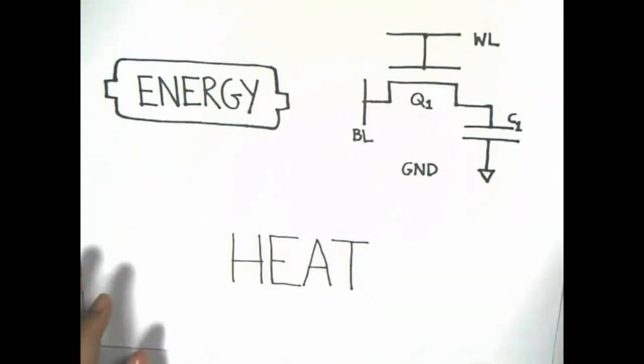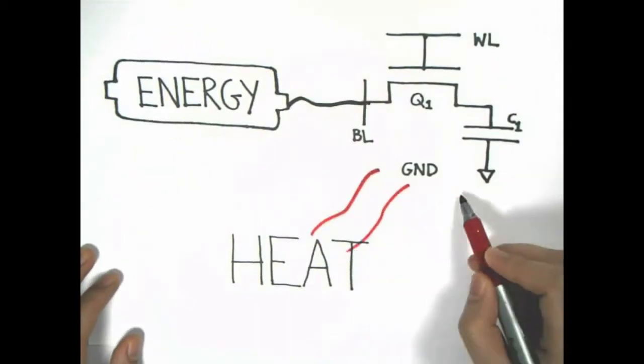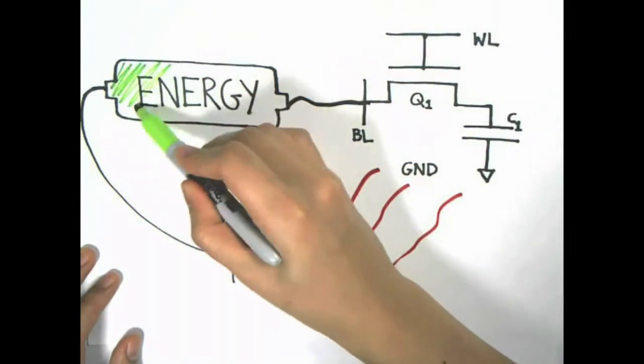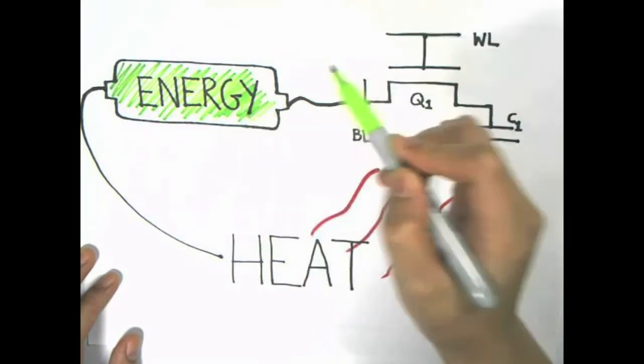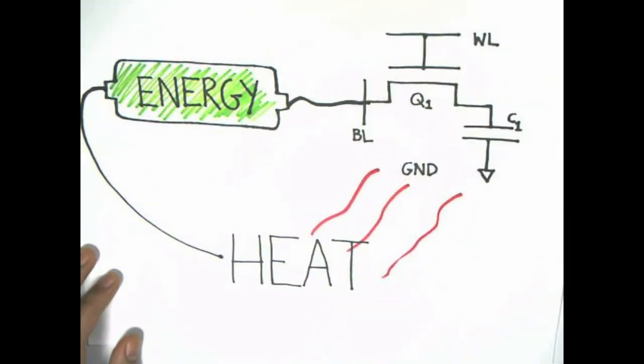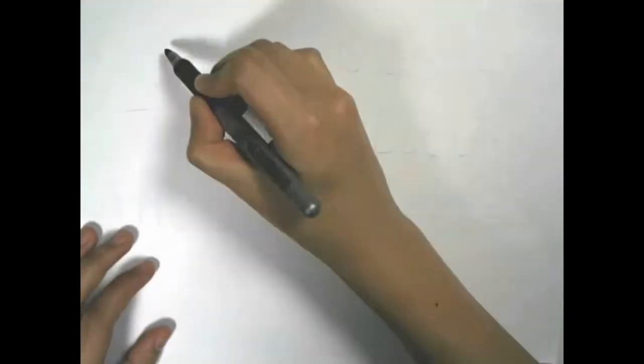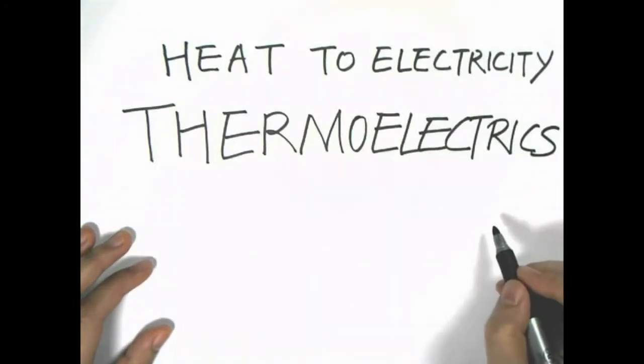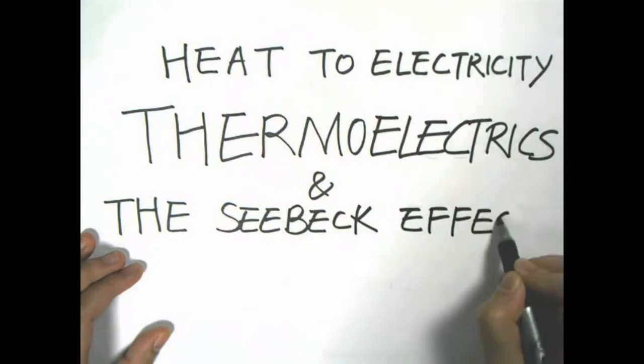Energy is needed to power devices, and this process generates heat. What if we could close this loop by extracting this waste heat and turning it back into useful energy? That's where thermoelectrics comes in. In this video, we're going to talk about converting heat to electricity and the way that thermoelectrics and the Seebeck effect allow us to create useful heat harnessing devices.